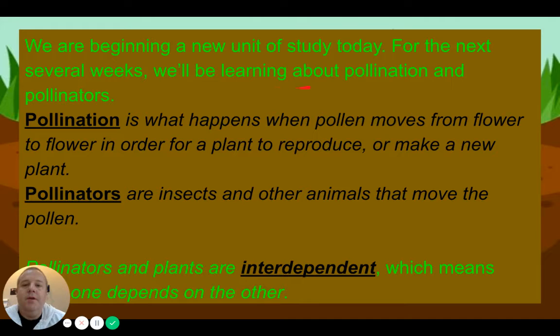So here's our new unit of study. We're starting today. For the next several weeks, we'll be learning about pollination and pollinators. Pollination is what happens when pollen moves from flower to flower in order for a plant to reproduce or make a new plant. So the pollen goes from the inside of this flower and makes its way to a similar flower on a different plant in order for it to create a new seed and make a new plant. We'll learn all about that in the next couple of weeks. Pollinators are insects and other animals that move the pollen, like bees. Pollinators and plants are interdependent, which means that one depends on the other.